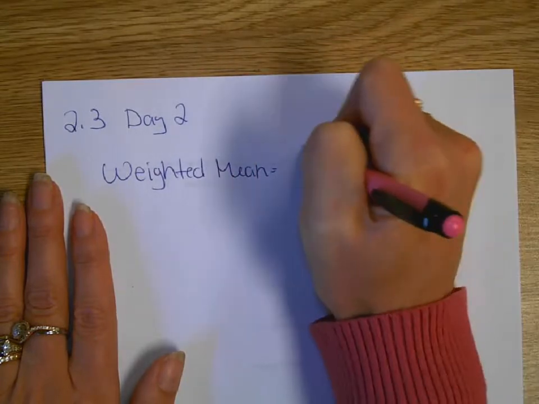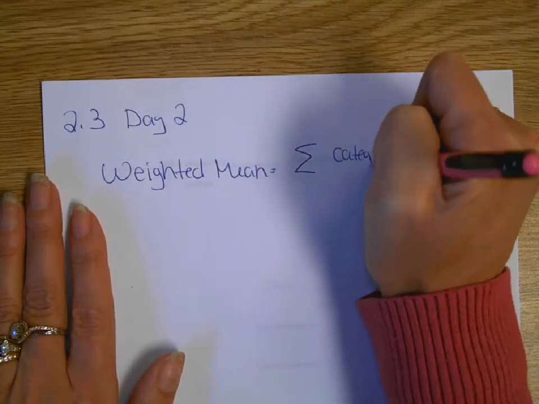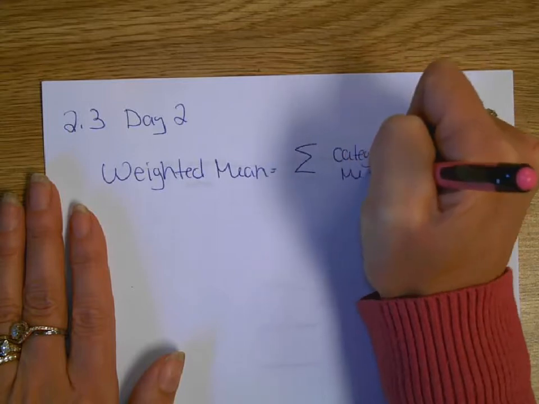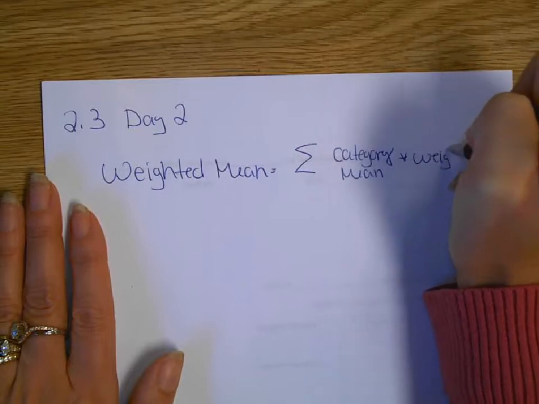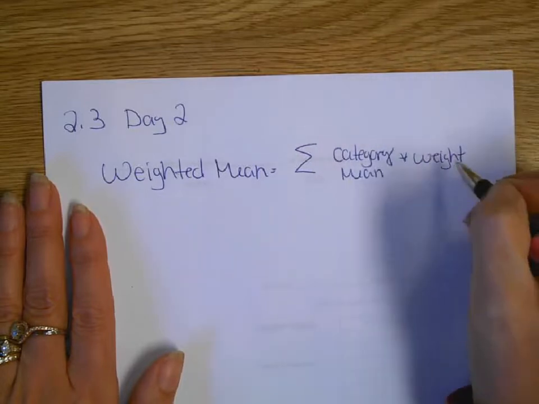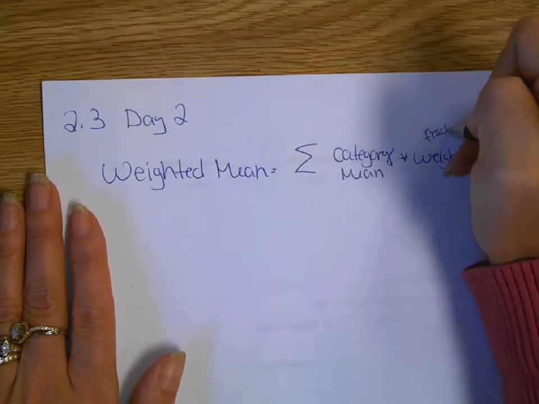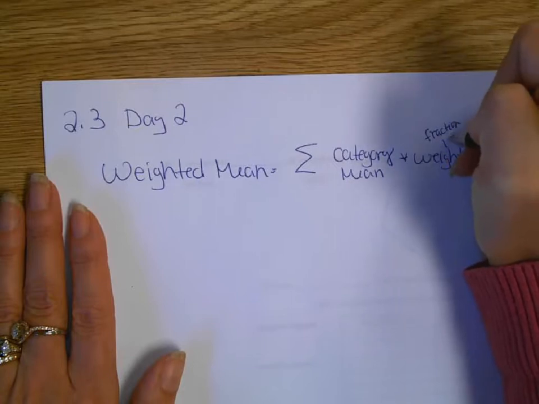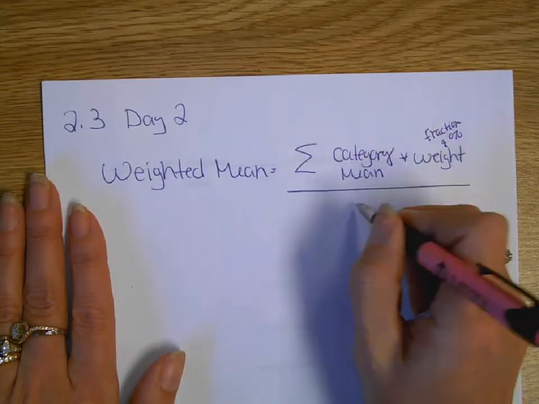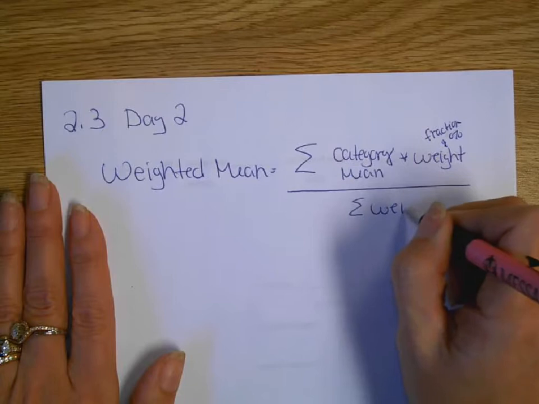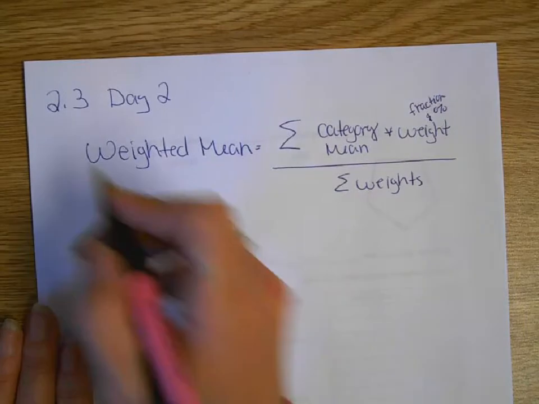And remember, it's just the sum of each category's average, so the category mean, multiplied by its corresponding weight. What fraction or what percent of the total grade is the weight? So see the weight as a fraction or a percent. That's your weight. And then you divide by the sum of the weights. And you saw yesterday that usually everybody has their weights add up to 100%. All right, so here we go.